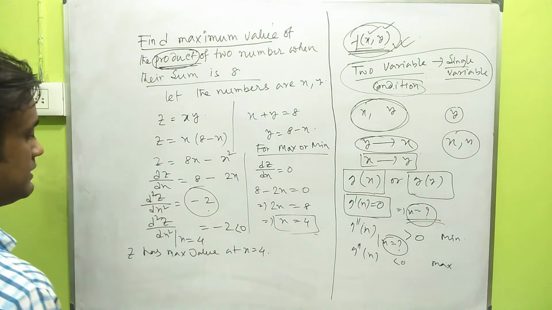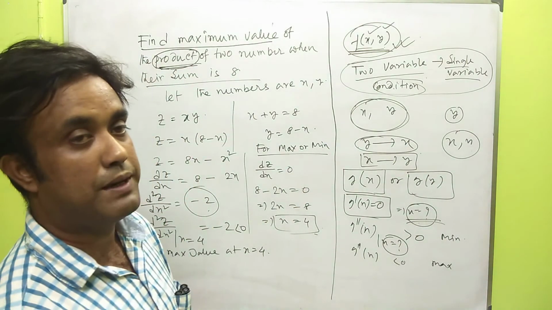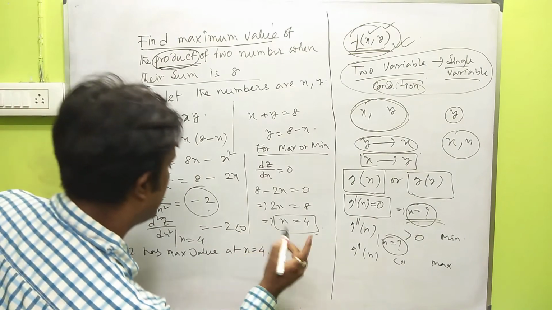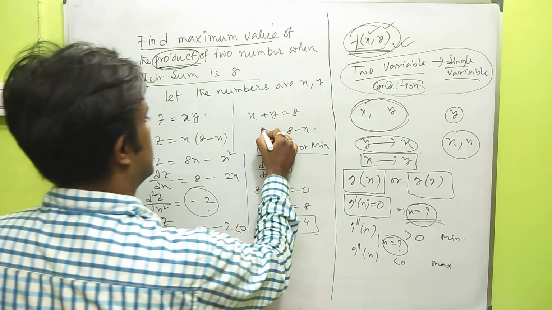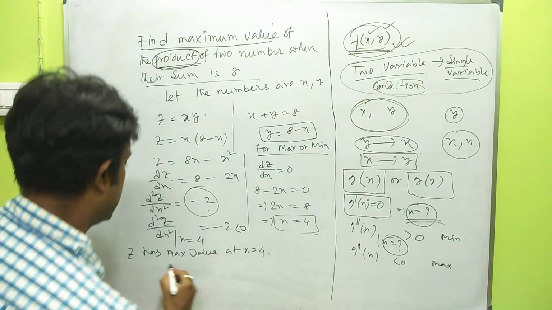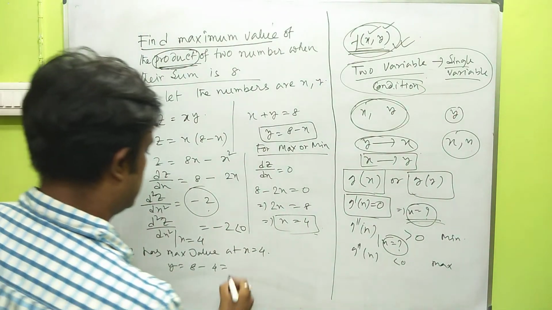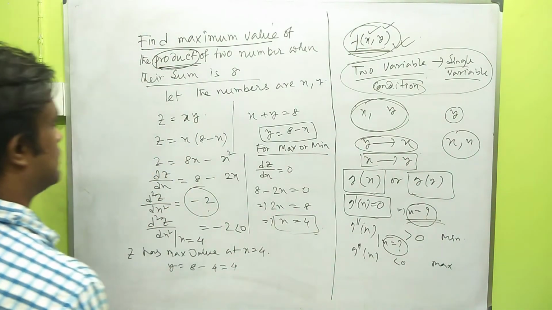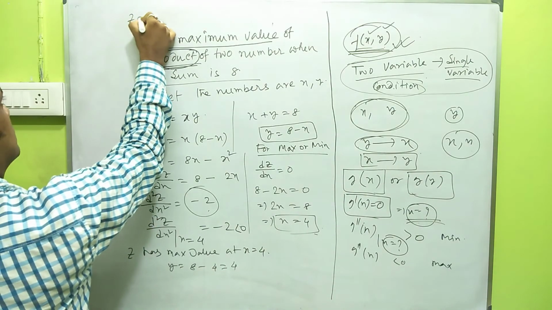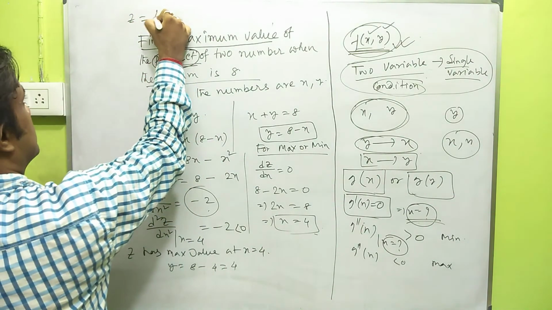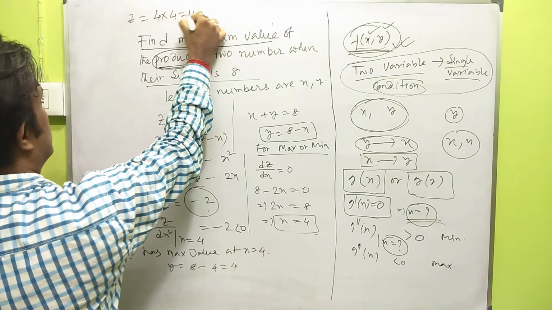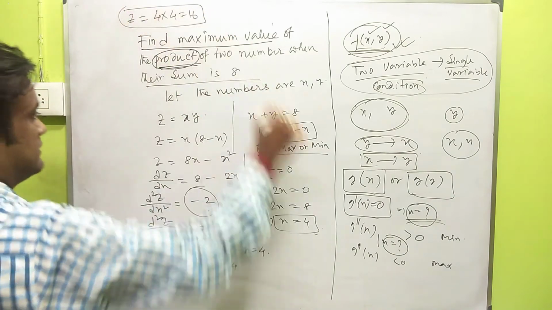So what is the maximum value? To find the maximum value, we calculate y. y is equal to 8 minus 4, that will be 4. So the maximum value is equal to 4 into 4, that is 16.